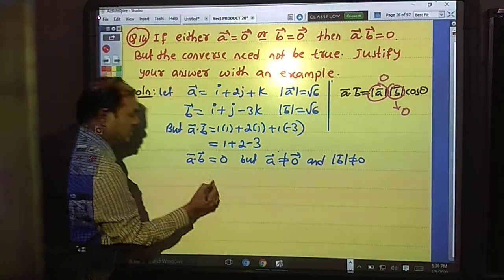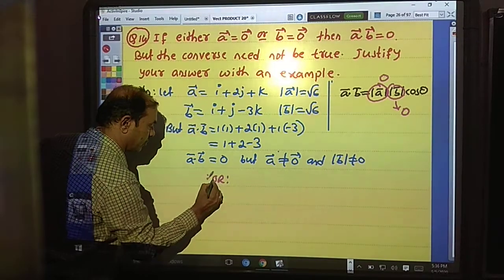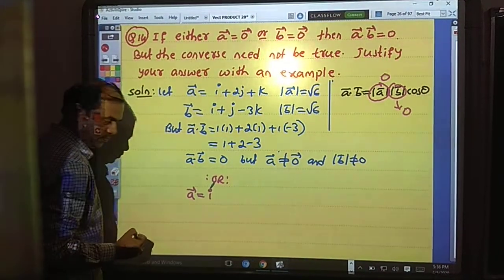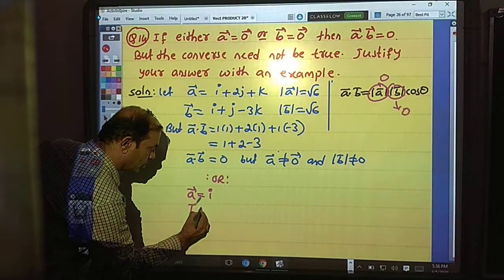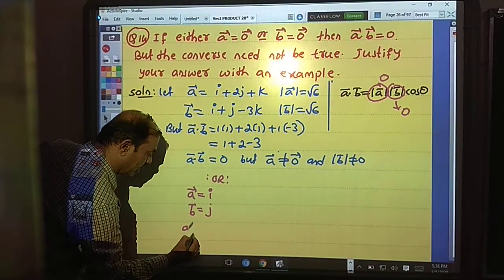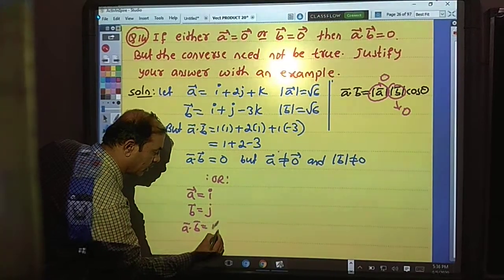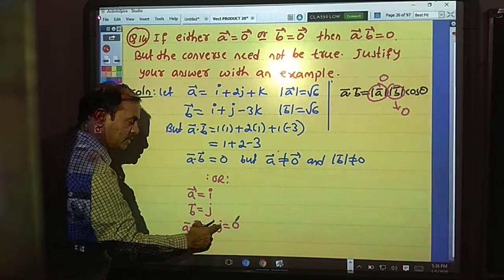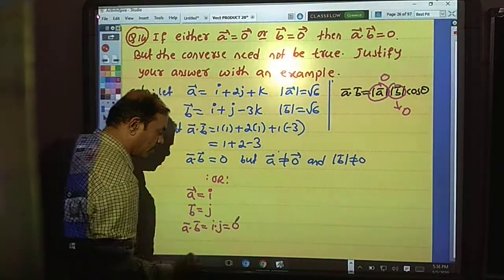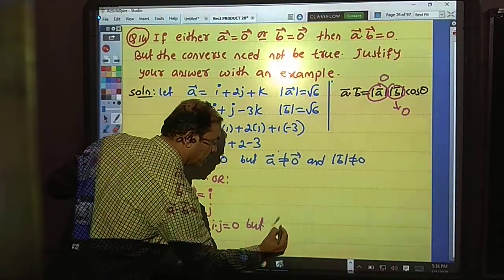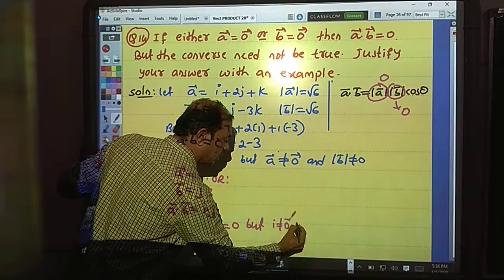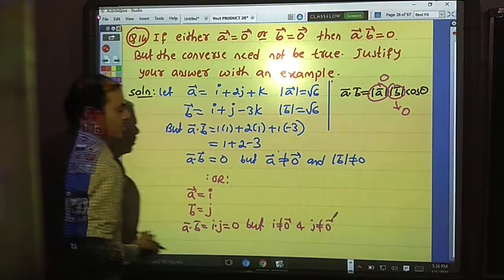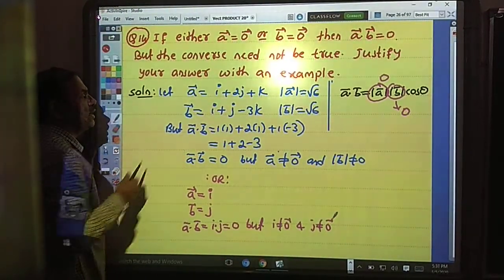Or the simplest example we can give is like this. Take A equal to unit vector i, B equal to unit vector j, and when you take the dot product A dot B, i dot j, it is 0 because i and j are perpendicular vectors, but i is a non-zero vector and j is also a non-zero vector. Give any such example.